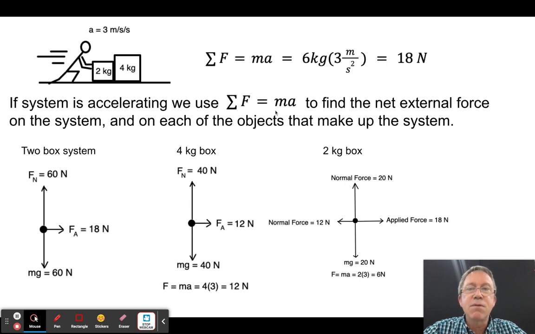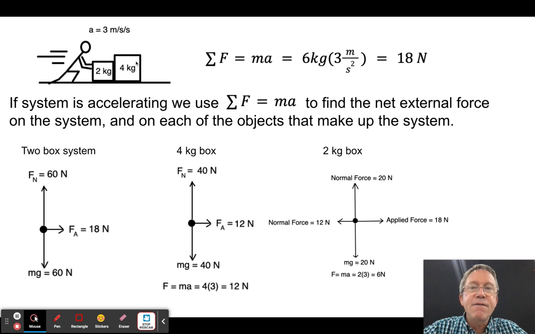So again, I'm going to use the sum of the forces equals ma. Well, there's no sum here. There's just this one force because, well, here, let's just try. We're going to look at the system as a whole. So the system as a whole is 6 kilograms. So mg is 60. So the normal force up from the floor is 60.